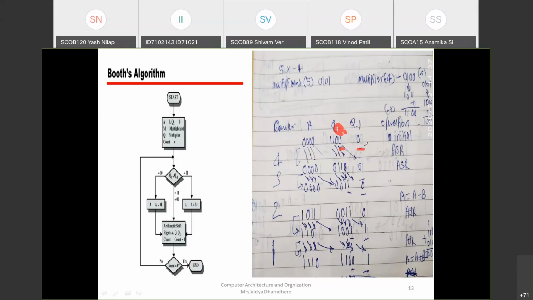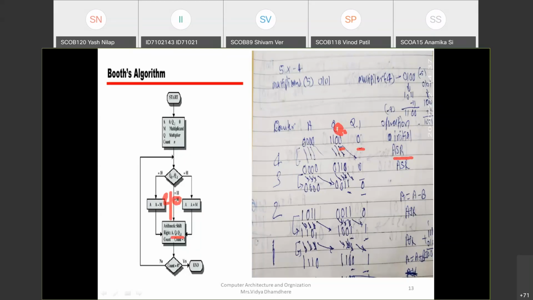Then if you check, 0, 0 is there, Q0 and Q minus 1. So Q0 and Q minus 1 is 0, 0. That is the second condition. From that condition box, we move to the next box. In that, we need to do the arithmetic right shift operation of A, Q and Q minus 1. I have written it in short as arithmetic shift right, ASR.